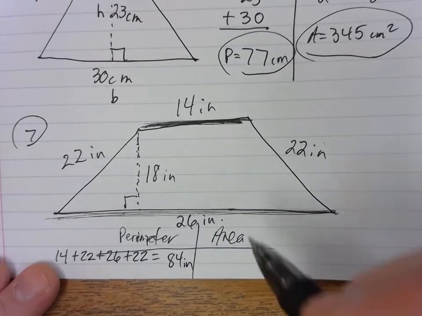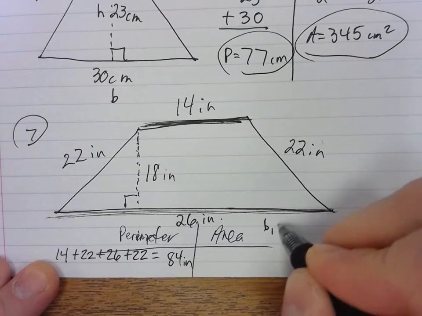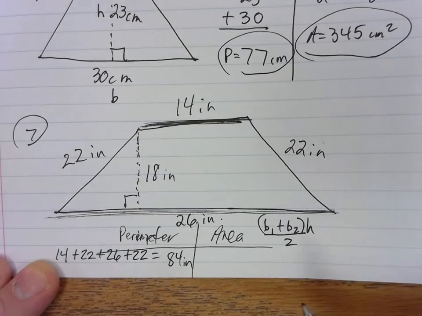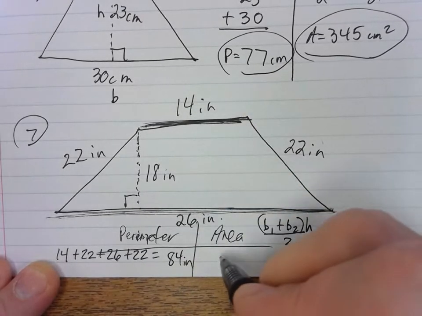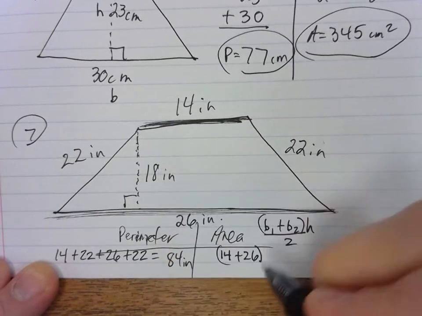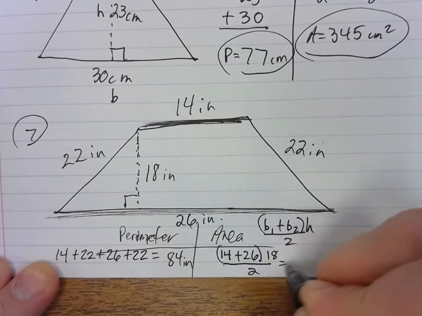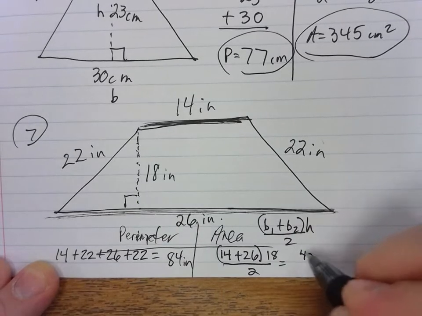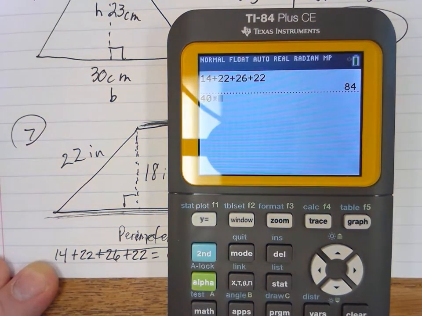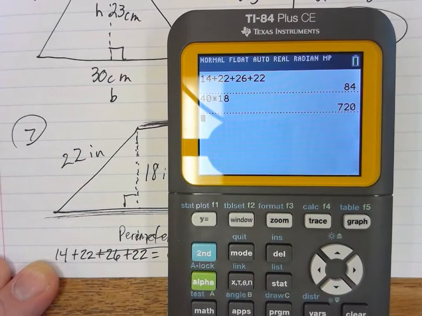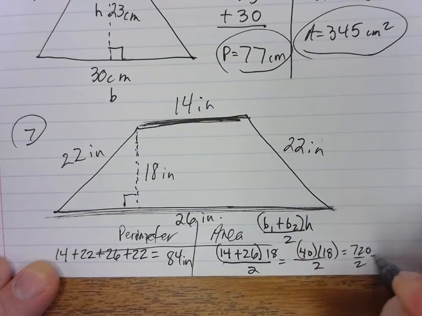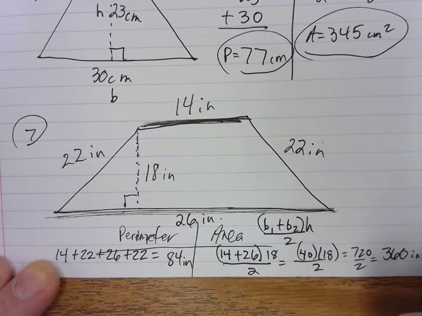When I do the area formula, remember for the trapezoid, that is base 1 plus base 2, times the height, divided by 2. Base 1 and base 2 are these, so that's 14 plus 26, times the height, which is on this little dotted line. That's 18, and then we divide by 2. So that's 40 times 18 divided by 2. 40 times 18 is 720, and 720 divided by 2 is 360 inches squared.